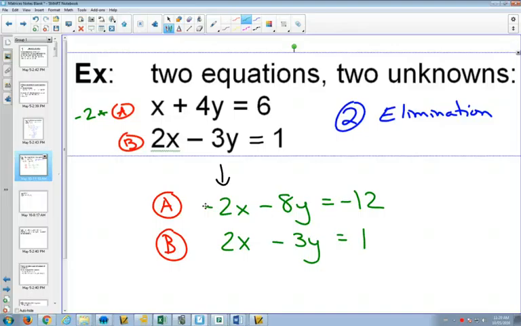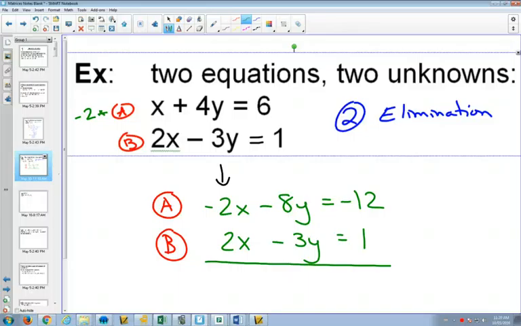If you wanted to do the same thing with your y's, you would have to multiply equation A by 3 and equation B by 4. You'd have to do an extra multiplication. But then they would both have 12s as coefficients, and one would be positive and one would be negative. Once they're the same except for a different sign, we can add the equations together.